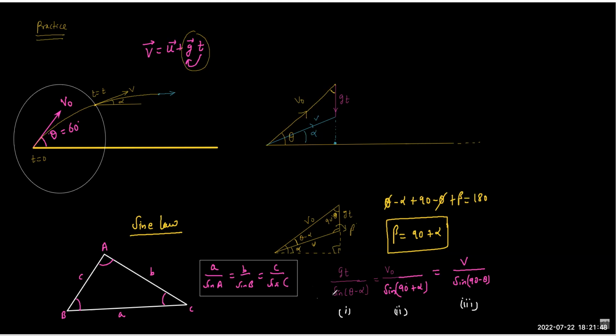So how much is the t coming? The t is equal to v naught sine theta minus alpha upon g into sine 90 plus alpha. Which is okay. So you will also come to know that sine of 90 plus minus theta is always cos theta. So this is how you can simplify.